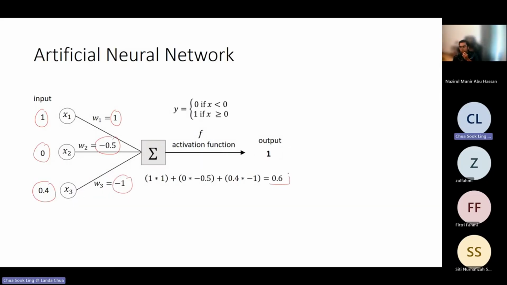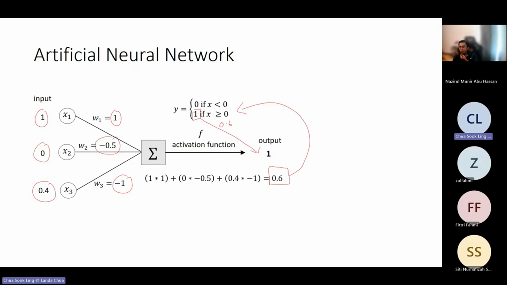Once we sum them up, it is 0.6. So what happens now? Check through the activation function. 0.6 is greater than 0, right? So we are going to output 1 for these inputs that we have. That's simple, okay? That is the artificial neural network.